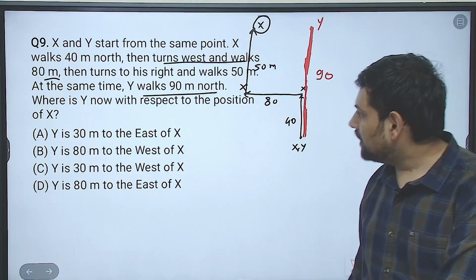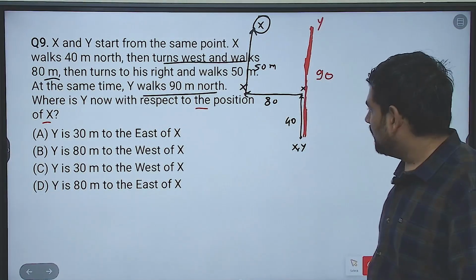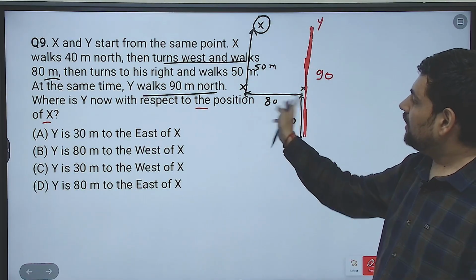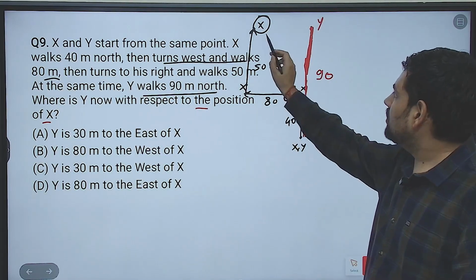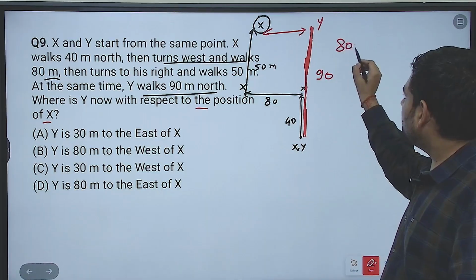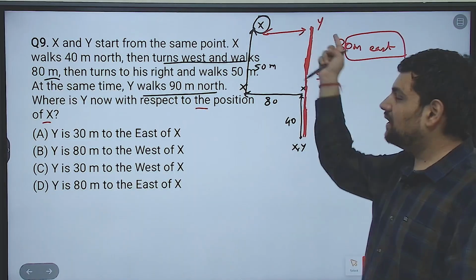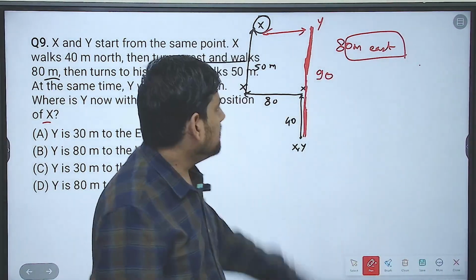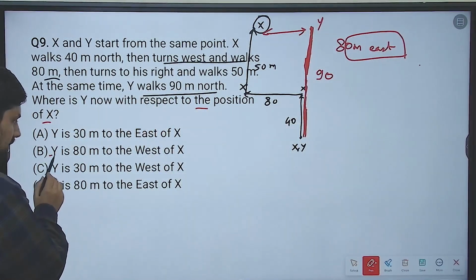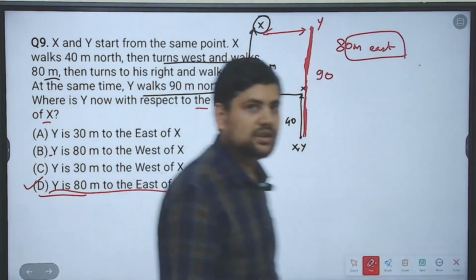Where is y now with respect to the position of x? Now you know the position of y and x also. Exactly the same distance they have covered vertically. Horizontally, how much has x gone? X has gone 80 in this direction. So now y with respect to x is what? Y with respect to x is 80 meters east. So x will say y is now 80 meters towards the east from me. So the answer becomes: Y is 80 meters to the east of x. This becomes your answer. Understood?